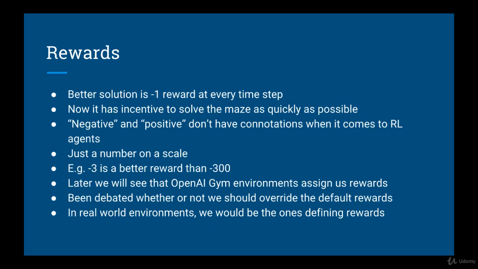A better solution would be to assign a reward of -1 for every step. In this way, rewards are always negative, but remember, these are numbers on a real valued scale. The agent doesn't assign any connotation to positive or negative like we do. It's only trying to maximize a number. In other words, a total reward of -3 is better than a total reward of -300. So it's important how we define rewards.